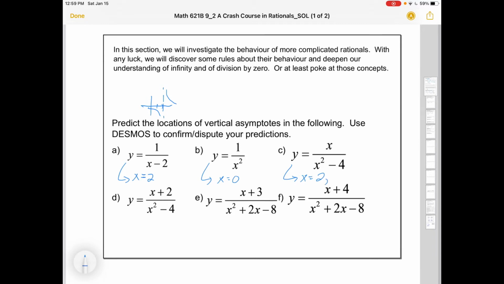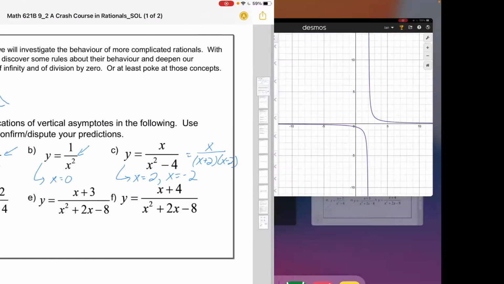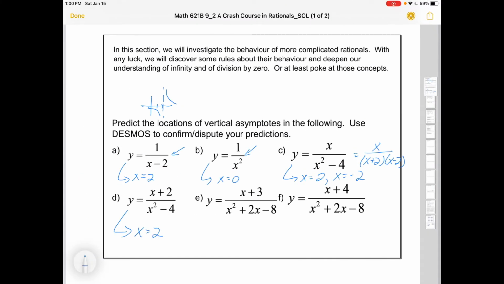And you might start to think, hold on, well, those are just the places that make the bottom 0. Like, in this function over here, you could have factored the bottom and seen that the numbers that zeroed out are 2 and negative 2. In this function over here, well, 0 makes the bottom 0. And in this one, 2 makes the bottom 0. So you might be inclined to conjecture for the next one that you're going to have the same asymptotes as you did for C. But something weird is going to happen. It has one asymptote, and it has it at x equals 2. So the plot thickens. We could play around with this, but let's just keep going.